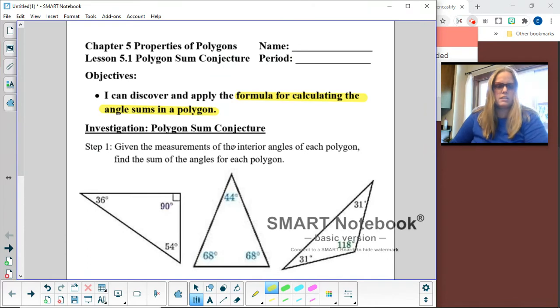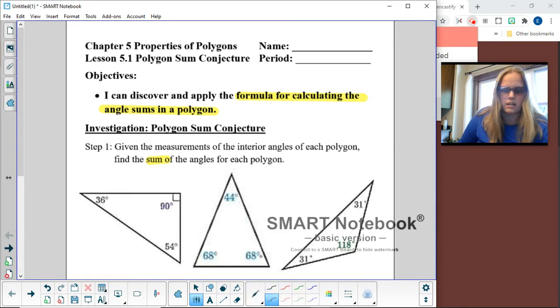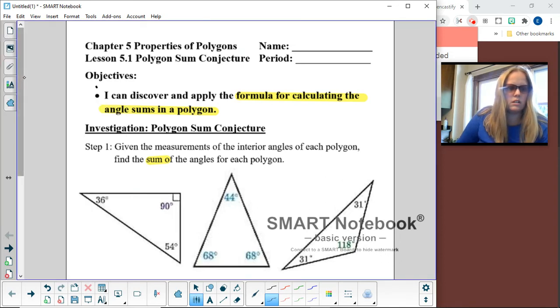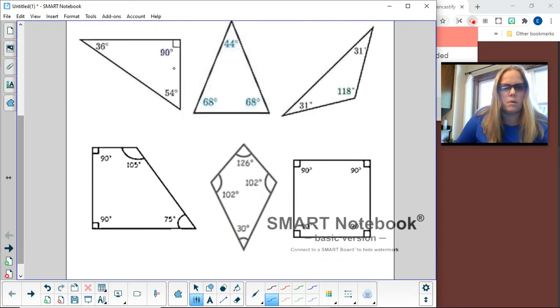All right, our investigation here says, given the measurements of the interior angles of each polygon, find the sum. And remember, sum is the total, so we would want to add together all of the measurements that are inside of each polygon. So I'm just going to scroll down here, and we are going to total up all of these measurements inside each polygon.